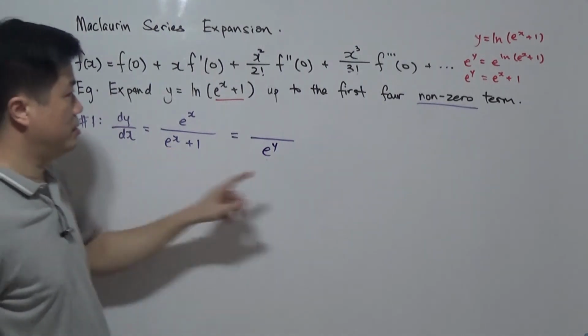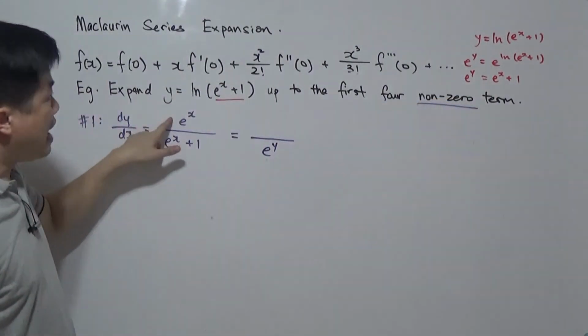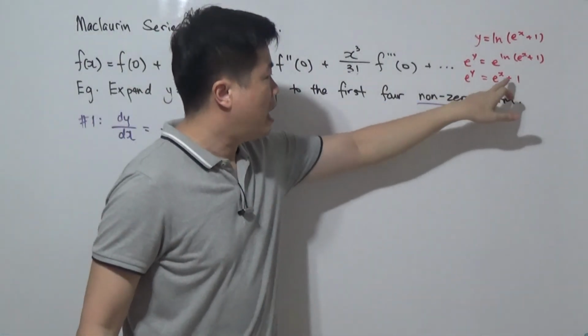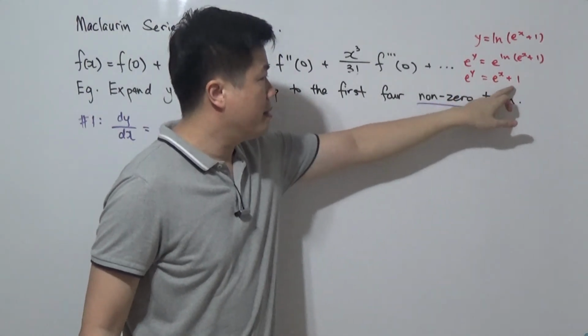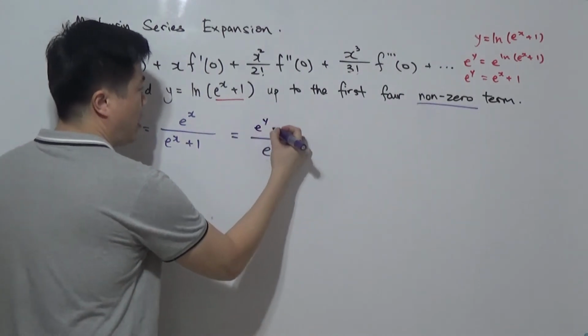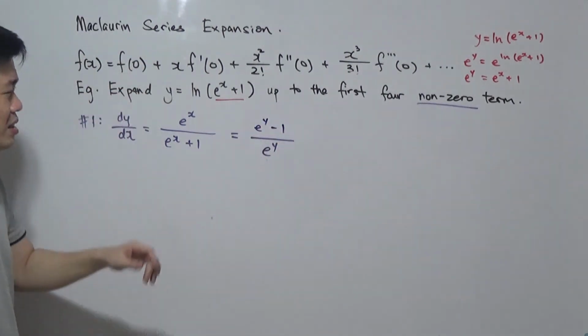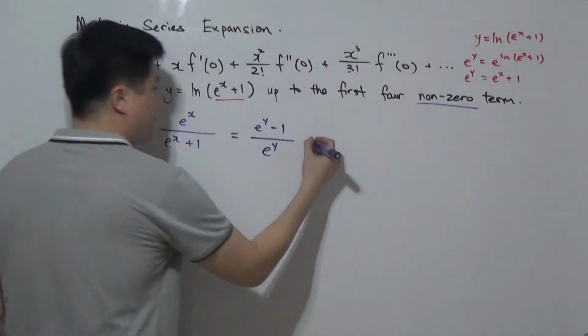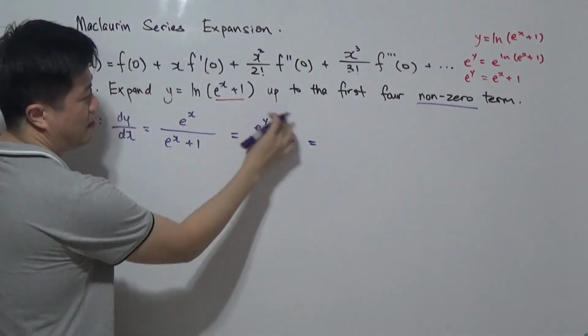All right, that's over here. And then there's the ex here. Now we got an ex here. I can make ex the subject of the formula by moving the 1 over to the other side. So this is actually e to the power y minus 1. Now, we can simplify this even further because we can split this fraction into 2.